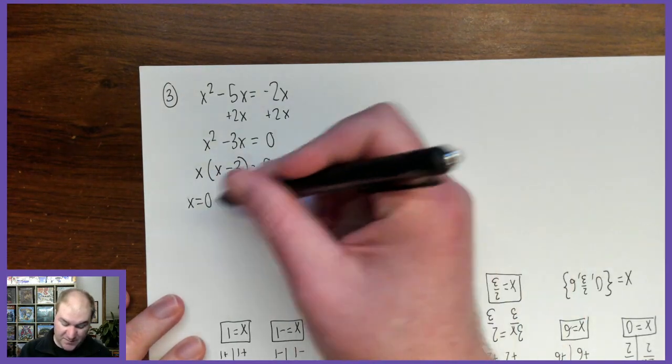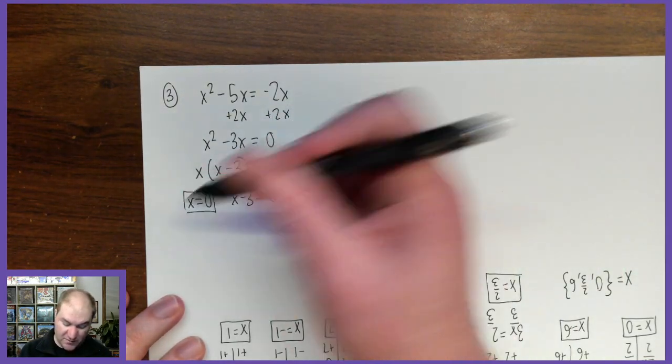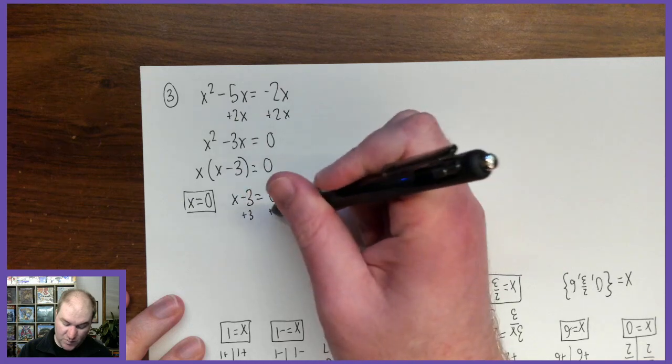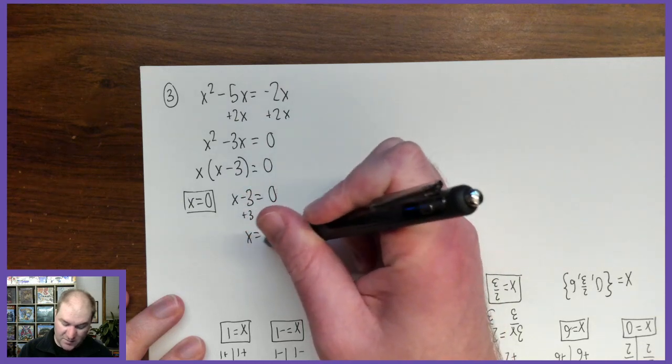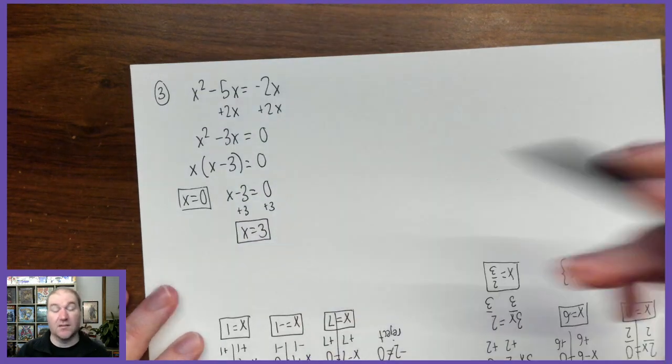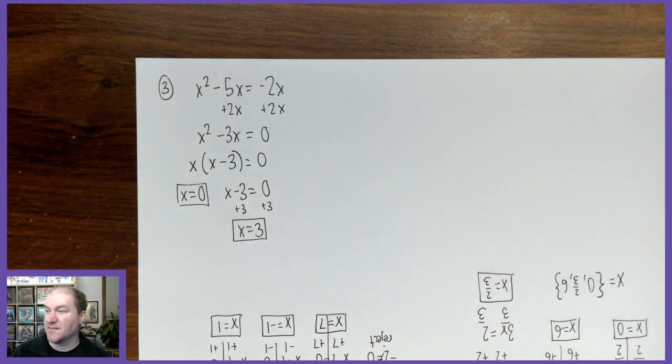And then the last step, solve each equation. Well, that one's already solved. And this one, I'm just going to do plus 3 and get x equals 3. So my answer to number 3 is x equals 0 and x equals 3.